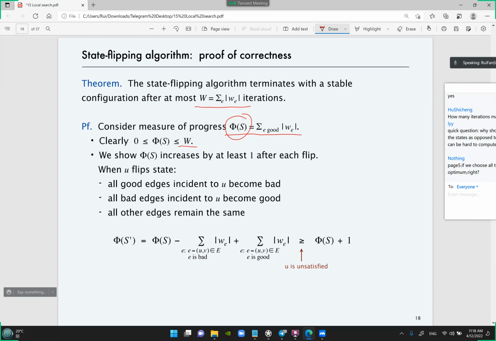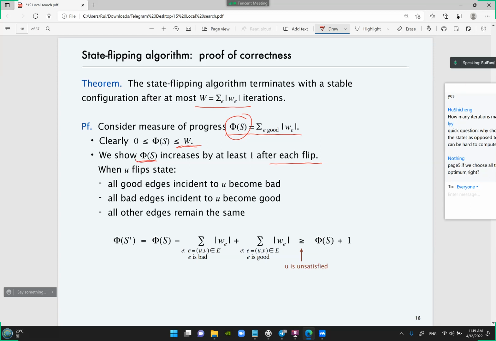And furthermore, we're going to show that this phi value increases by at least 1 after each step of the algorithm. Each step of the algorithm, you find some unsatisfied node, and then you have to flip it. We're going to show that each time you flip one of these unsatisfied nodes, your phi increases by at least 1. Since phi is always non-negative, and since phi can never exceed W, if you run for at most W steps, then phi will be equal to W, at which point the algorithm has to terminate. Because phi can never exceed W, and because it increases by 1 after each flip, after at most W flips, the algorithm will terminate.